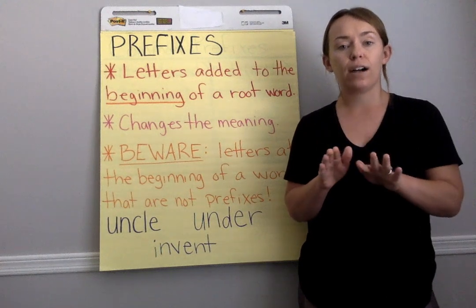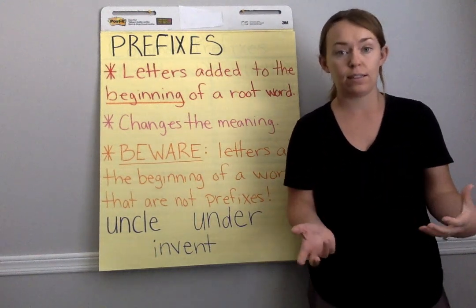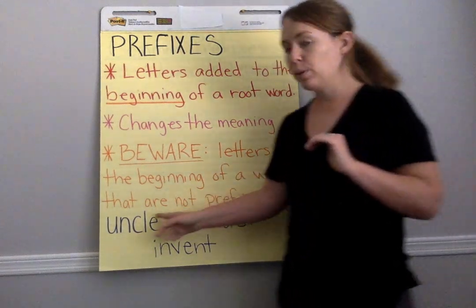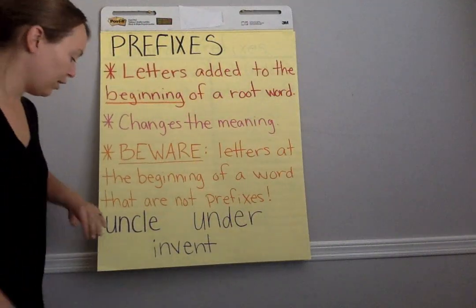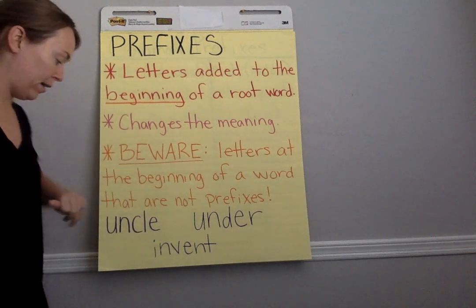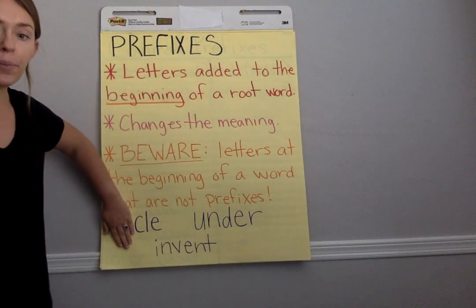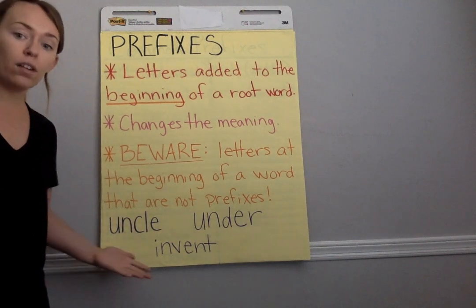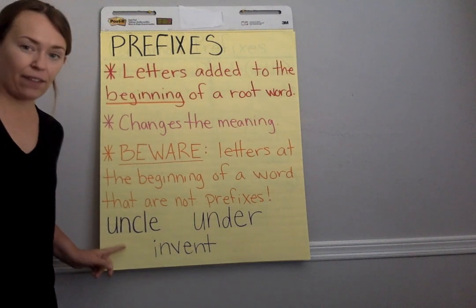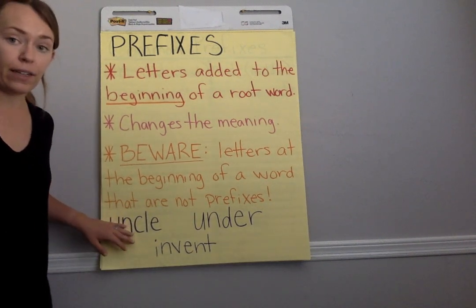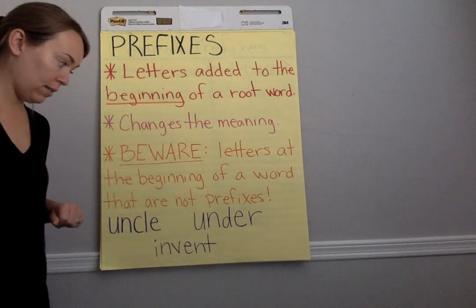If we were to cover up what we think the prefix is, does the rest of the word make sense, okay? So we have uncle. That's our first one. And the prefix that we think we see is un, U-N. So if I cover that up, C-L-E, is that a root word? No, it's not. So uncle is a word that just happens to have those prefix letters at the beginning, but that's not a prefix, okay? So be careful with that.